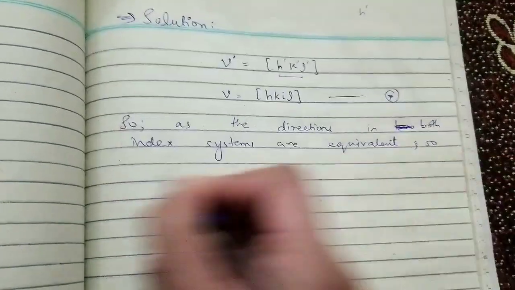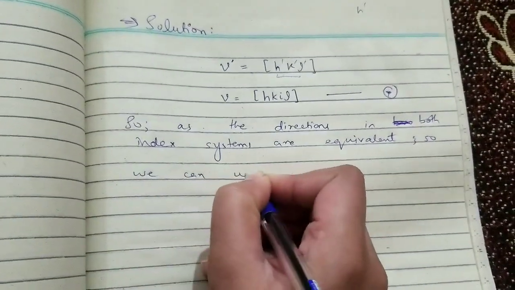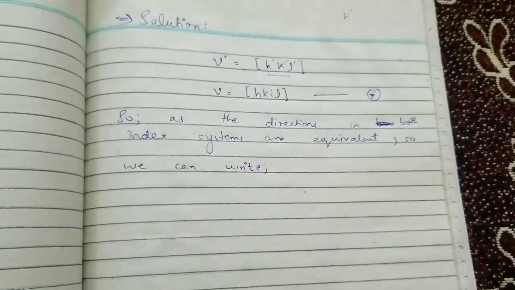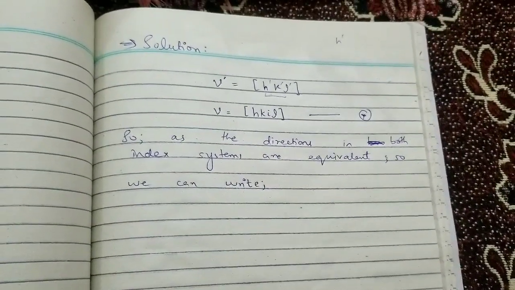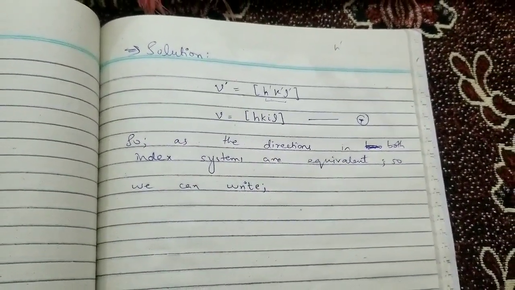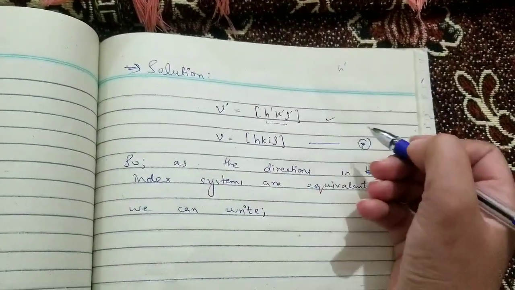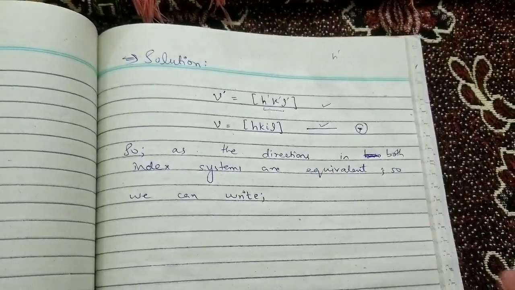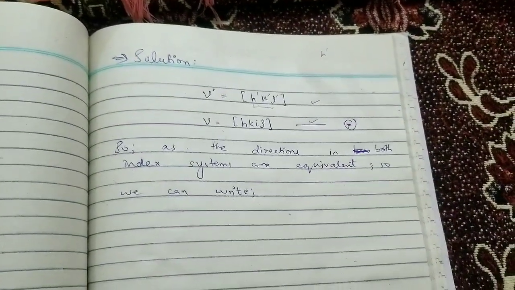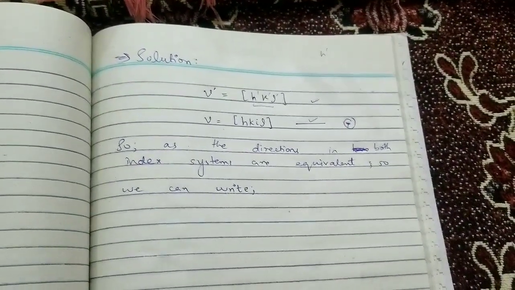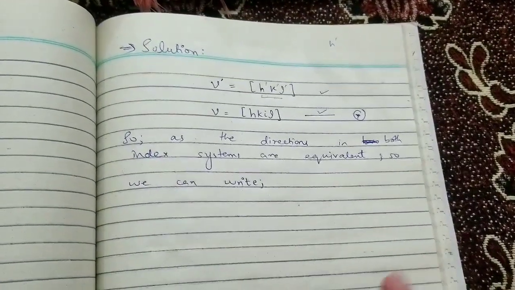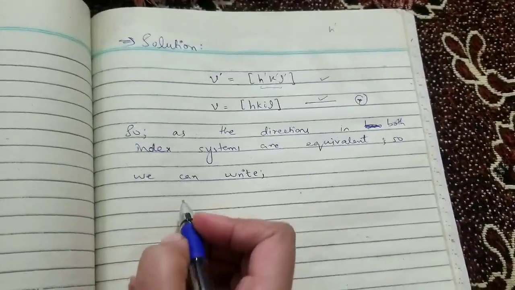So we can write, as I told earlier, that the similar direction can be represented by the 3 index system and also by the 4 index system, and both of these index systems are equivalent. They are representing the same thing but in different numbers.